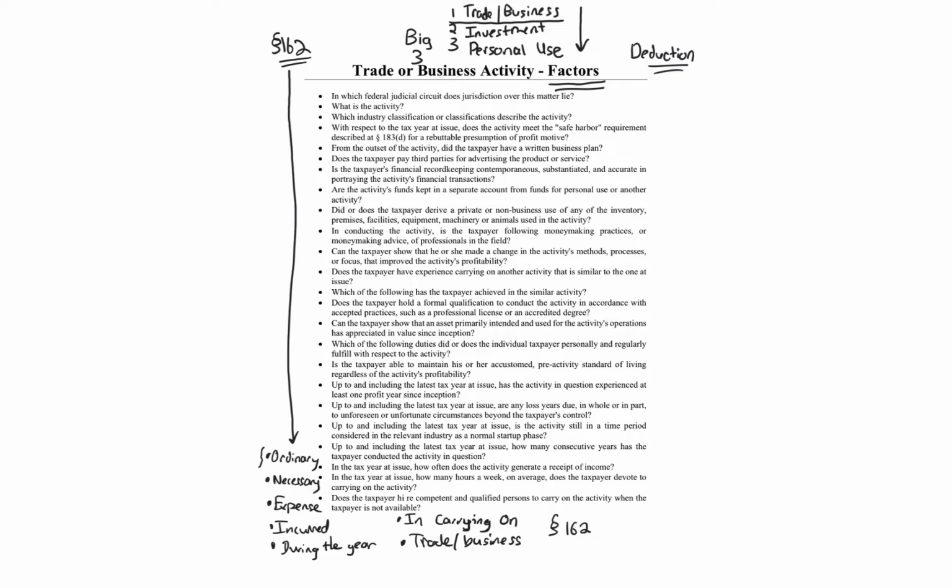These two together, okay? That's very important to consider because if you're looking for specific issues, ordinary, necessary, they have their own factors test. But defining what an expense is versus capital expenditure. Talking about incurred deals with the method of accounting. Are you a cash versus accrual method? During the year, okay, well, that's pretty self-evident. Okay, are you a fiscal year, calendar year?